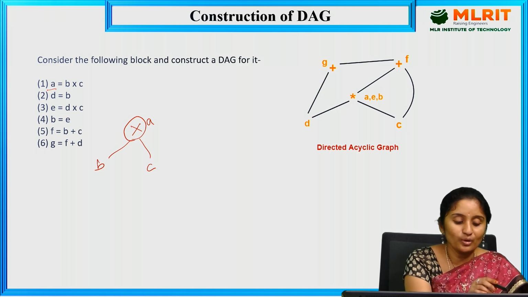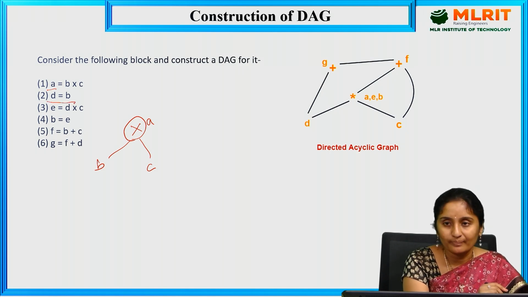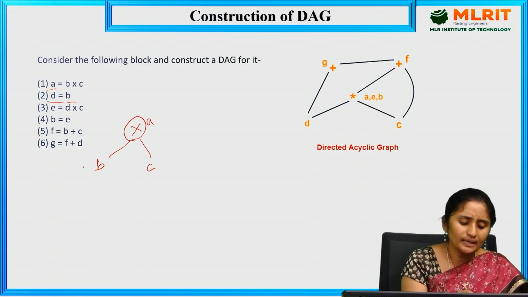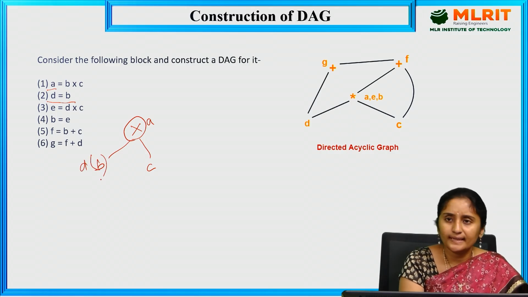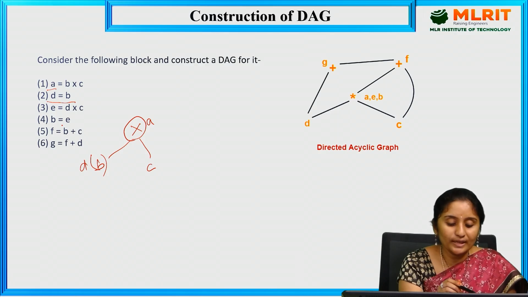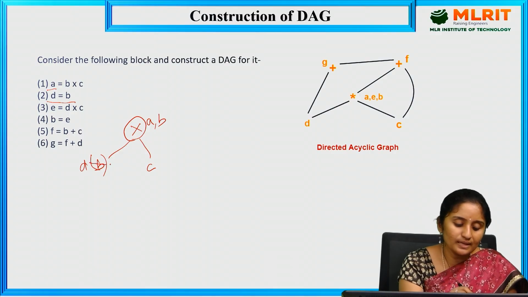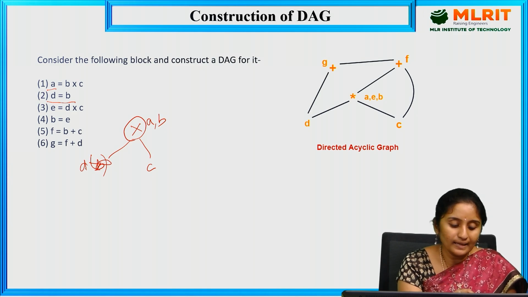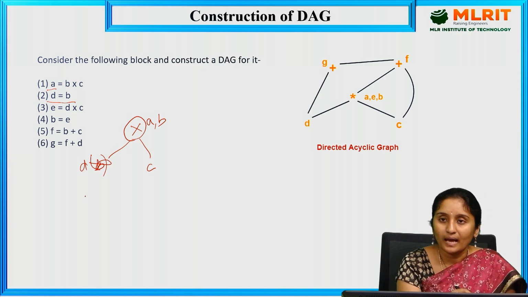The next one, D equal to B. So here D can also be placed. D is equal to B. We are not going to do any operation over here until it is necessary. I am just assigning B and D as one point. The next, E equal to D into C. Can I place here B, and can I use D over here? So this B is placed at the top and I am going to place D here.